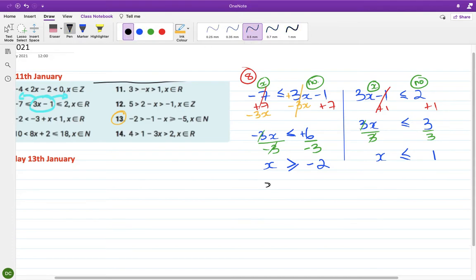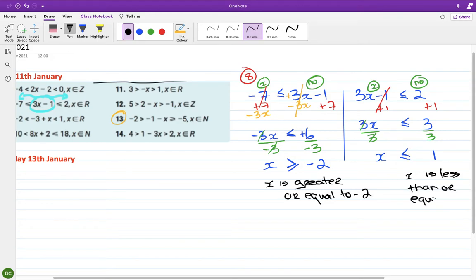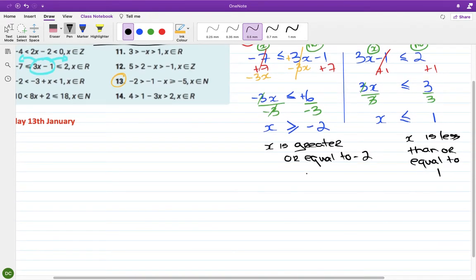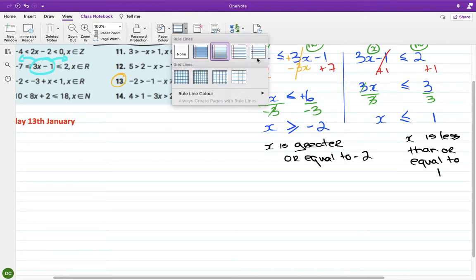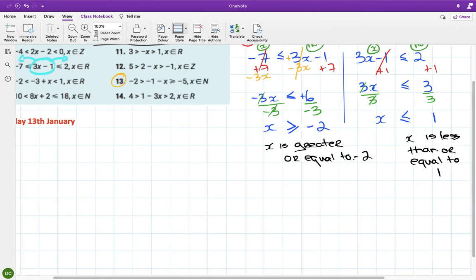I divided by a positive number so I can keep my sign. Okay, so translate, x is greater than or equal to minus 2, and on this side x is less than or equal to 1. Okay, so if x is going to be greater than the minus 2, that means the minus 2 is the smallest, right? I'm just going to change that. So minus 2 is the smallest and 1 is the biggest.